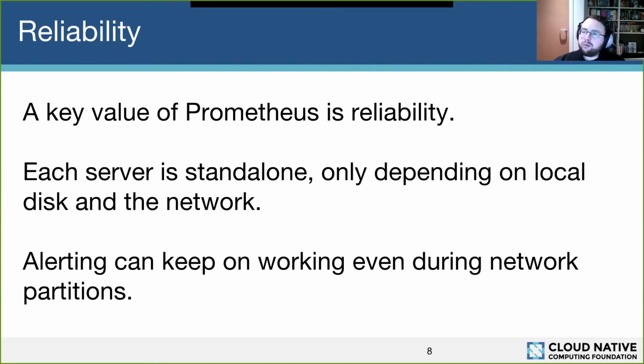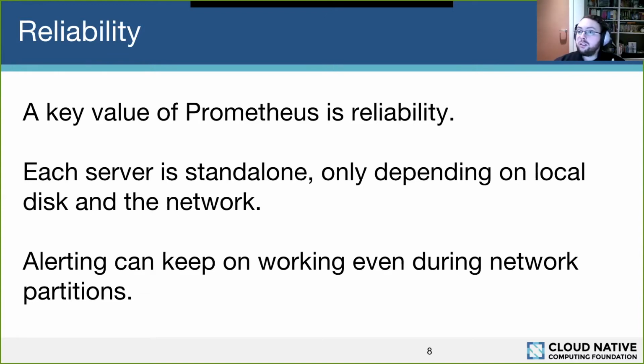Another key value of Prometheus to talk about is reliability, because this is often something that comes up. Prometheus is designed with reliability as one of the most important things to have, because at the end of the day, it is your alerting system that's going to be waking you up when there's a real problem. So for that reason, we avoid clustering. Instead, every single server is standalone, and it only depends on local disk and the network so it can actually monitor things. This is all designed so that you can set things up without a single point of failure.